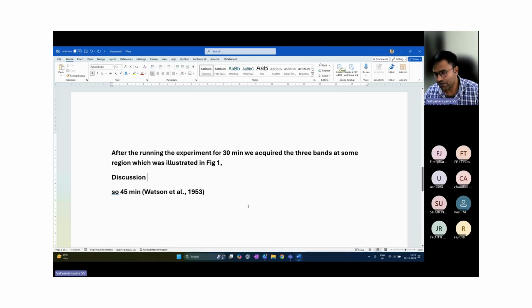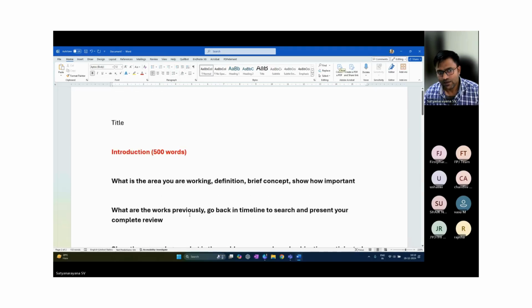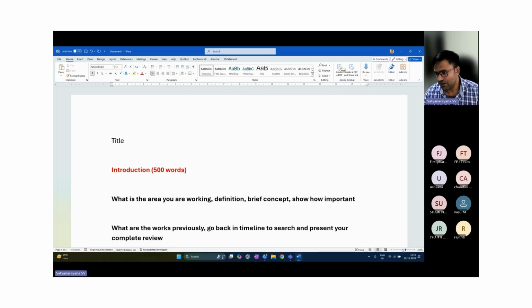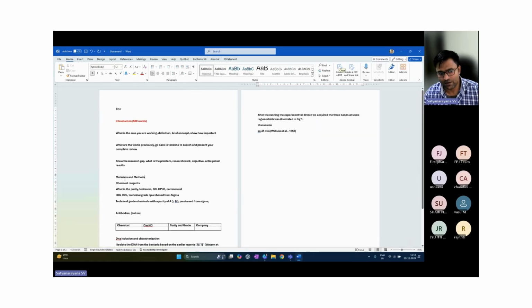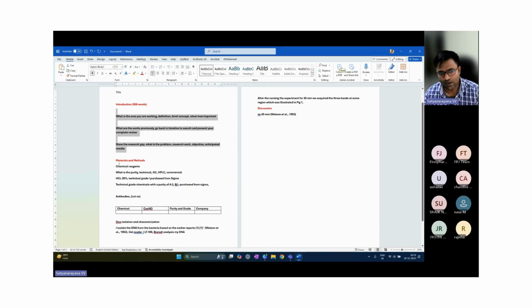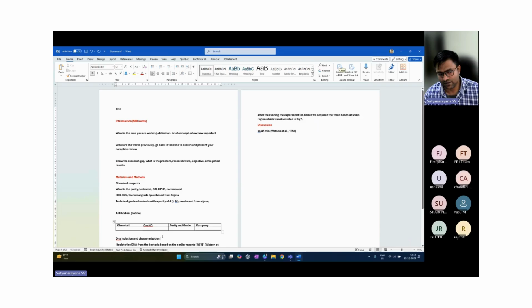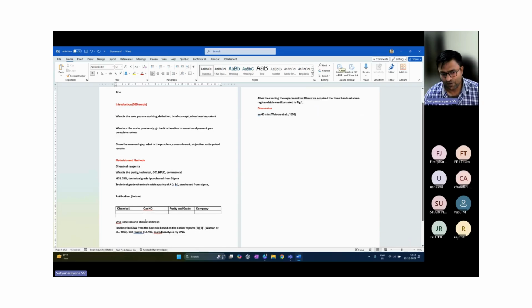So these are the minimum standards you need to follow. First thing is while writing, you need to structure. You need to always make a proper structure of the paper. After structuring your paper, you need to follow the introduction rules, the materials and methods rules, and finally the results and discussion section. You need to follow these things carefully.